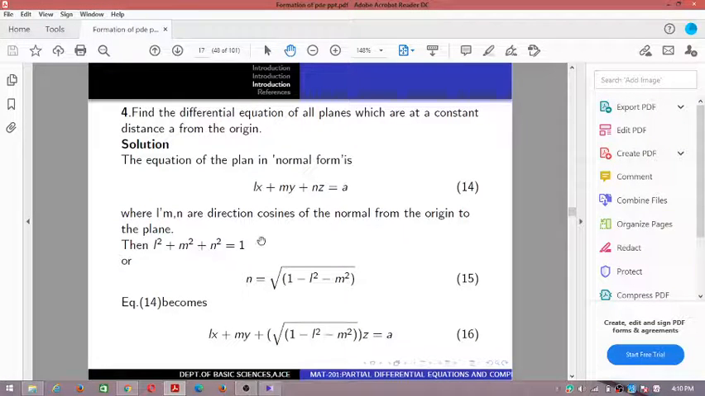Let us have another example. Find the differential equation of all planes which are at a constant distance from the origin.